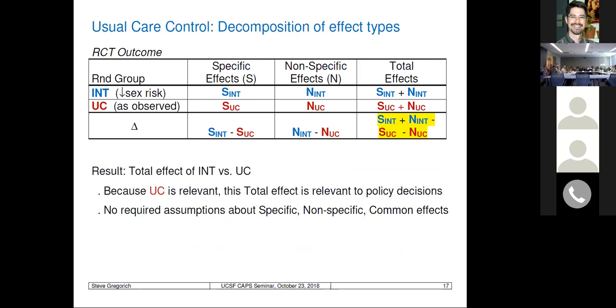because usual care is relevant. Now, previously we were talking about time and attention control, diet and exercise. Is that relevant for making a policy decision about the experimental intervention? Probably not for most people. In this case, usual care is directly relevant. Now, usual care varies from location to location and even within a study. But if the usual care in the study approximates reasonably what the policymaker is looking at in terms of their usual care, it's going to be informative. And none of this requires assumptions about whether or not there are specific effects, whether or not there are non-specific effects, whether or not the non-specific effects are common effects. No assumptions. It is what it is.